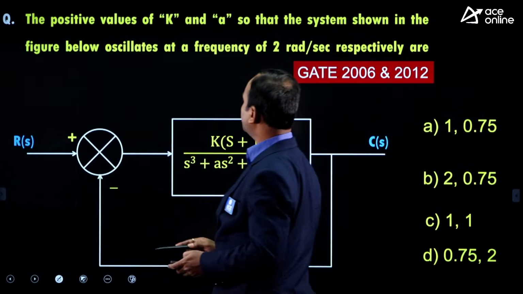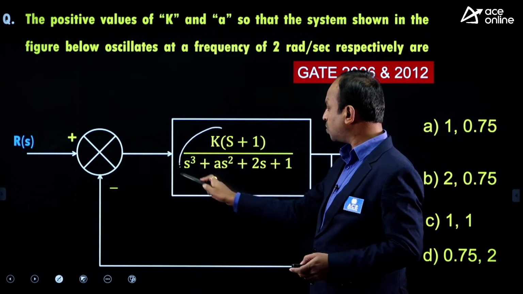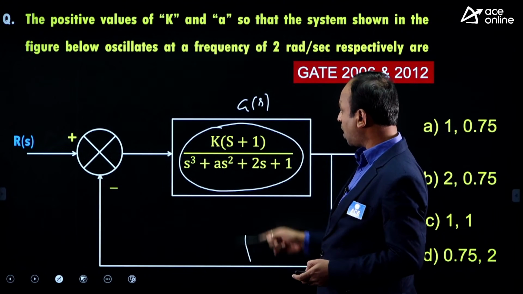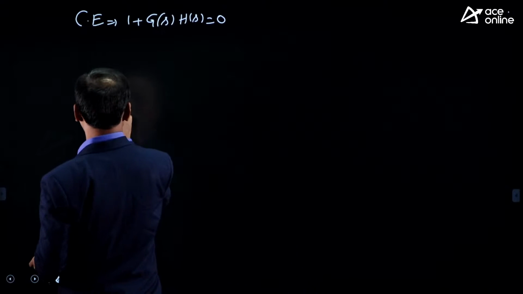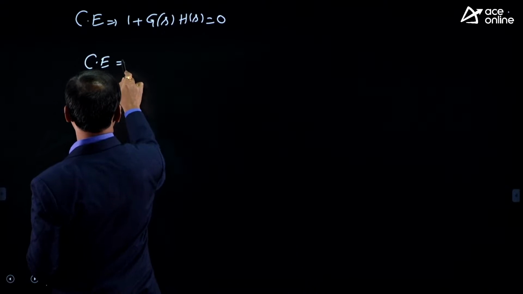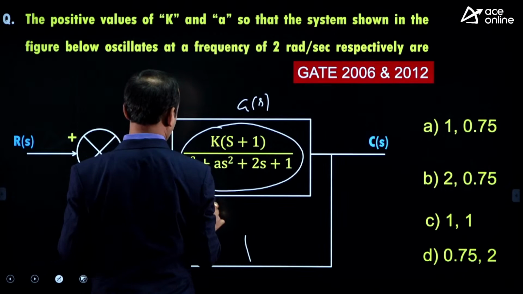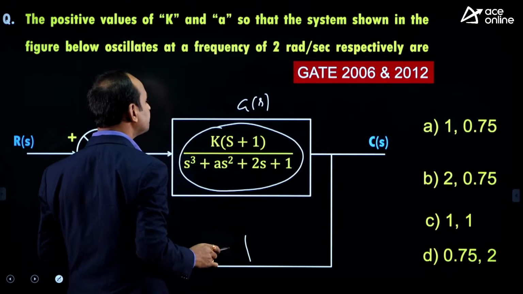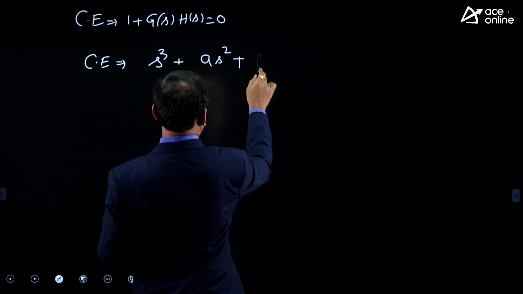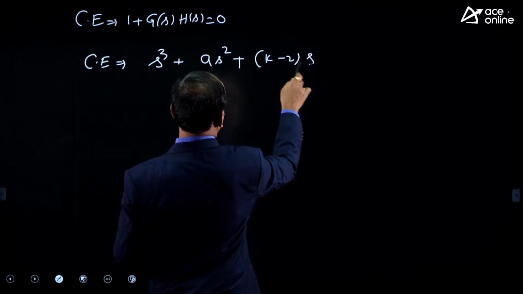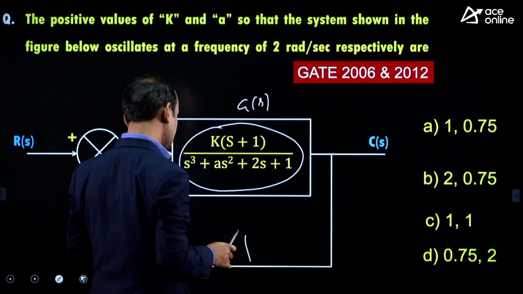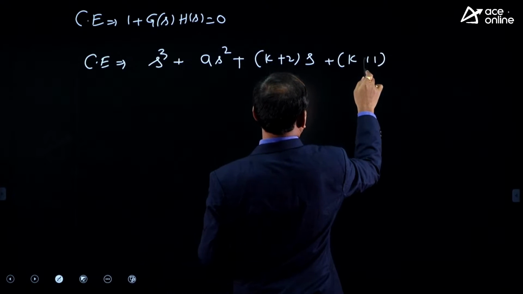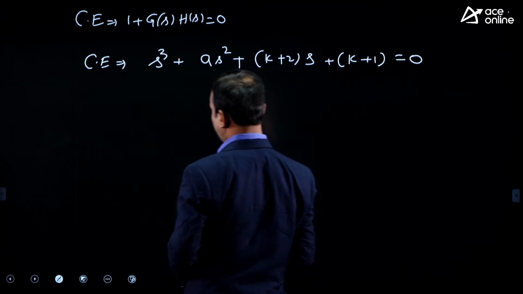1 plus G(s)H(s). This complete part is called G(s). Now H(s) is nothing but 1. So after finding the value, you will get your characteristic equation: s^3 plus a s^2 plus (k plus 2)s plus (k plus 1) equal to 0. This is the characteristic equation you will get.